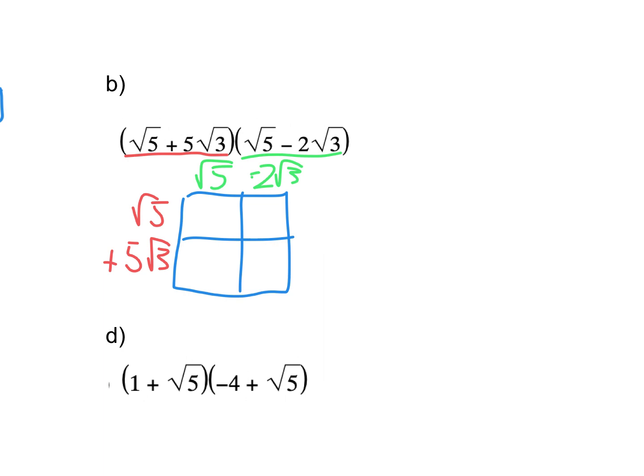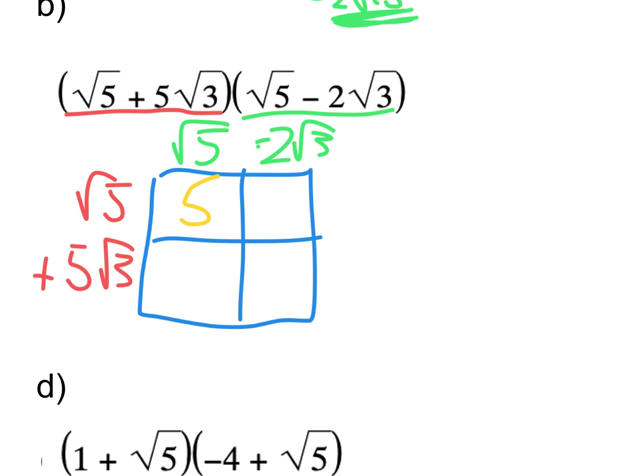Okay, so now let's go through and multiply. So square root of 5 times the square root of 5 is just 5. Square root of 5 times negative 2 square roots of 3. Let's do some work on the side here. So square root of 5 times negative 2 square roots of 3. I will multiply the square root of 5 and the square root of 3, and that will get me the square root of 15, and the negative 2 stays out front. So that's the product of those two terms. So I'm going to try and squeeze that into this box here. Negative 2 square roots of 15.